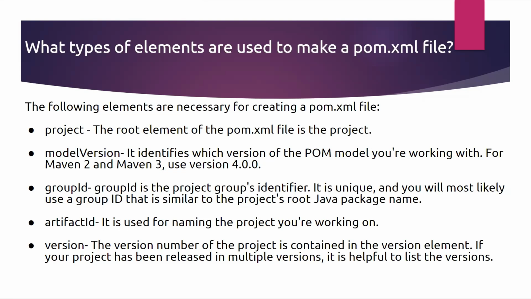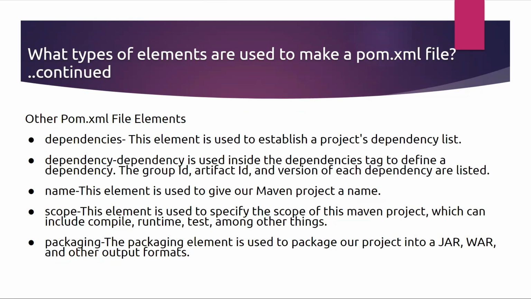Now comes the question, what types of elements are used to make a POM.xml file? So there are lots of elements, so you can just name the elements and talk about them. Like the elements are project, model version, group ID, artifact ID, version, dependencies, again dependency, name, scope, packaging. Now all these names basically cover all the elements that are mentioned in the pom.xml file.